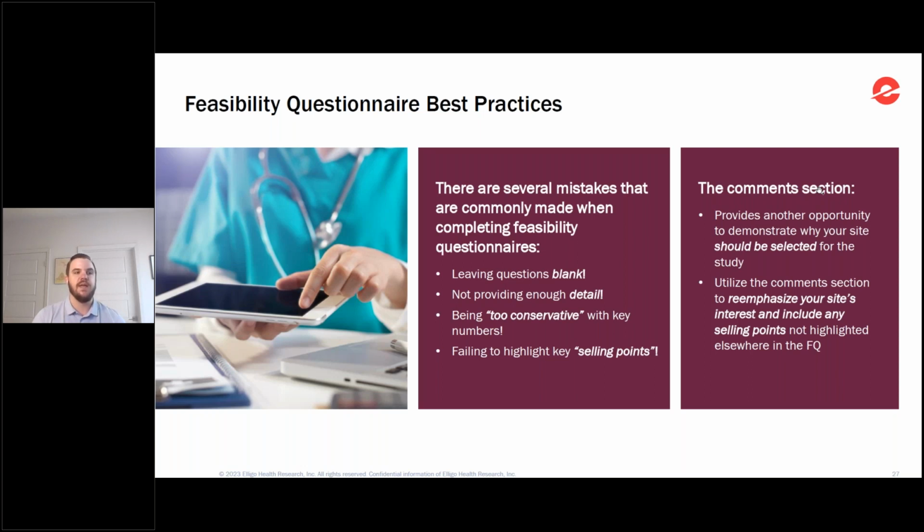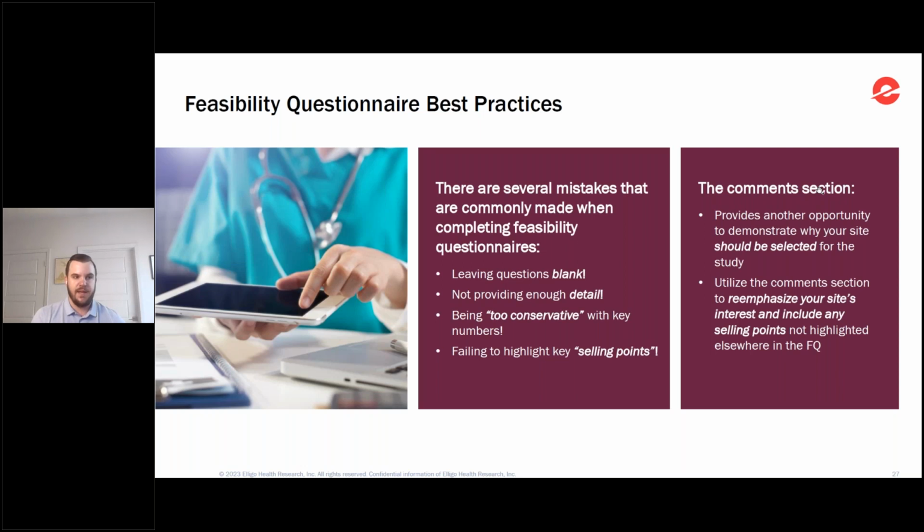The reason being is it provides another opportunity to demonstrate why your site should be selected for the study. So utilize this comment section to reemphasize your site's interest in the particular protocol, the study that you're applying for, and include selling points of why you're a good fit that either could not be highlighted elsewhere in the FQ, or you want to reiterate based upon their importance to the study conduct.